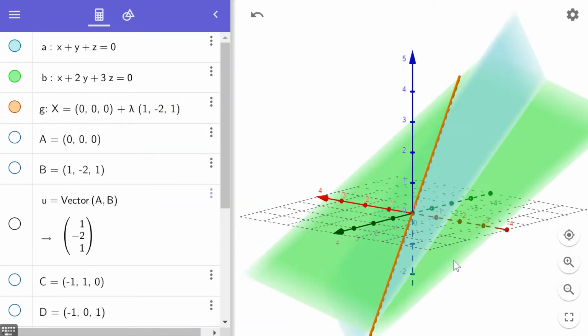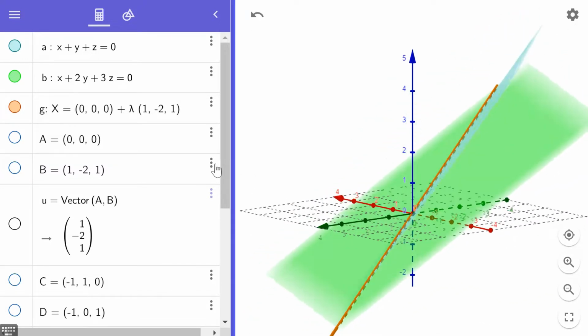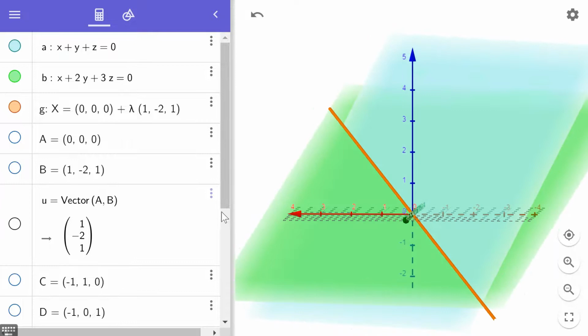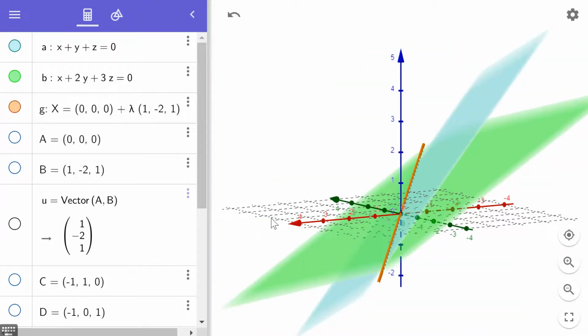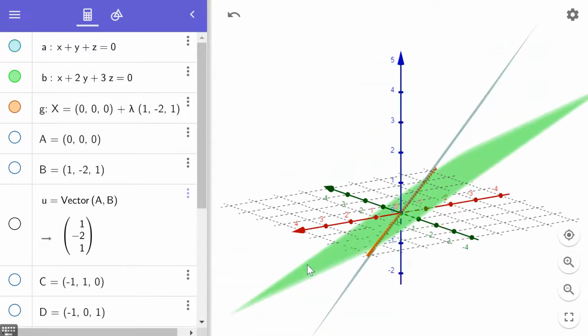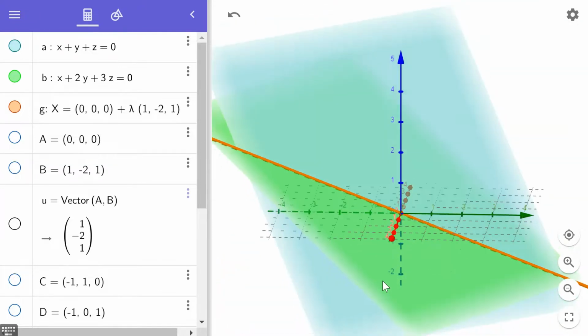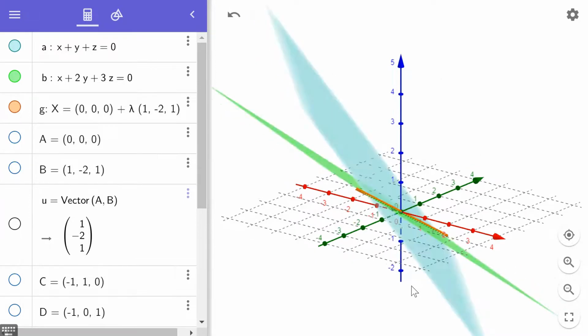Okay, so here, this is the same picture that we saw in example 3.5. I have two planes. My blue plane is x plus y plus c equal to 0. And my green plane is x plus 2y plus 3c equal to 0. And the orange line is the intersection of the two. So this is the answer to my part A.